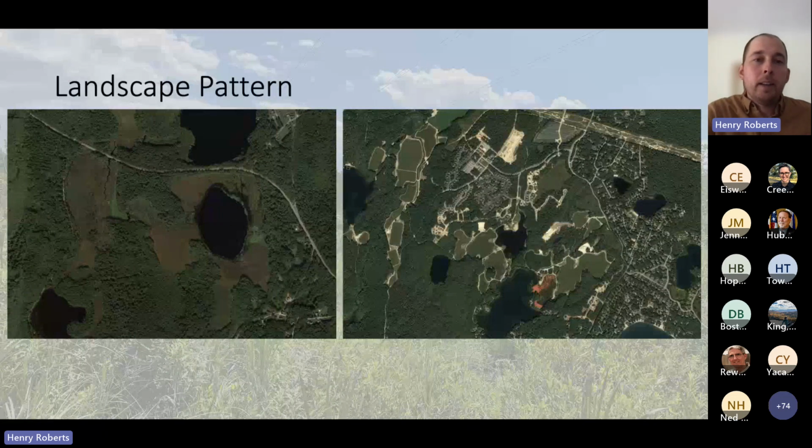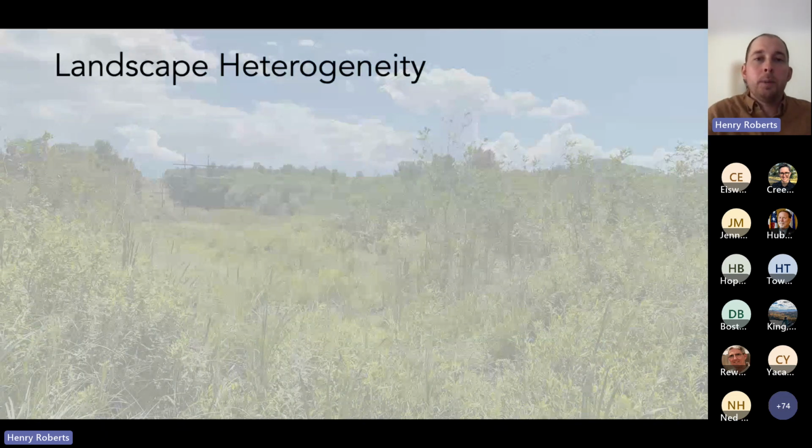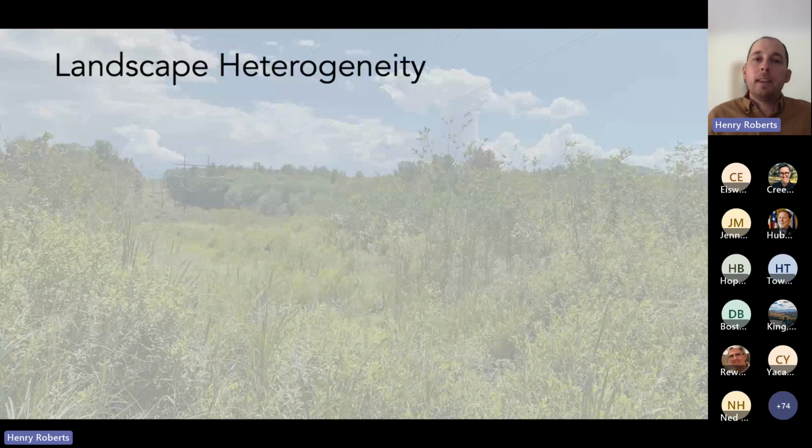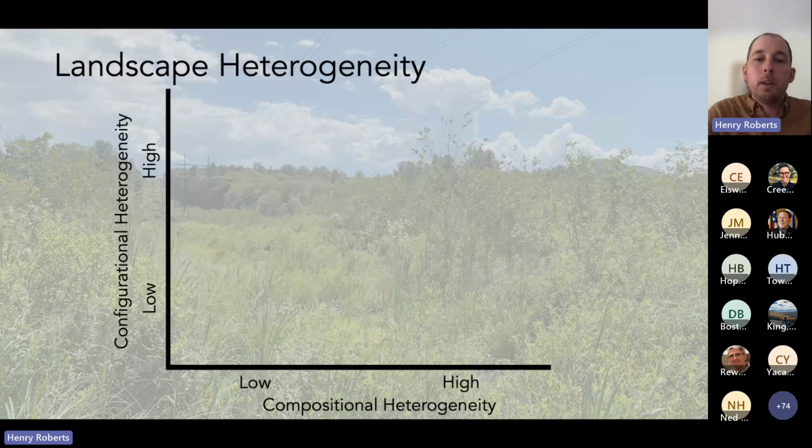So when we think about landscape pattern and landscape complexity, we typically come to this idea of landscape heterogeneity. And the body of research out there around this has identified 2 key components of heterogeneity. On the x-axis, we have compositional heterogeneity, and on the y-axis, we have configurational heterogeneity.